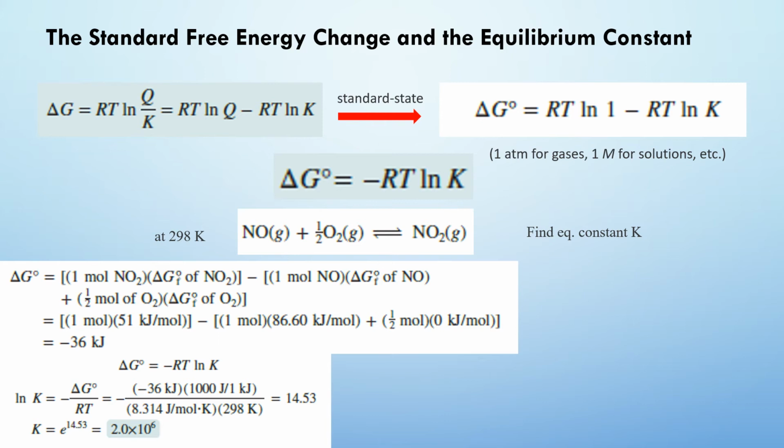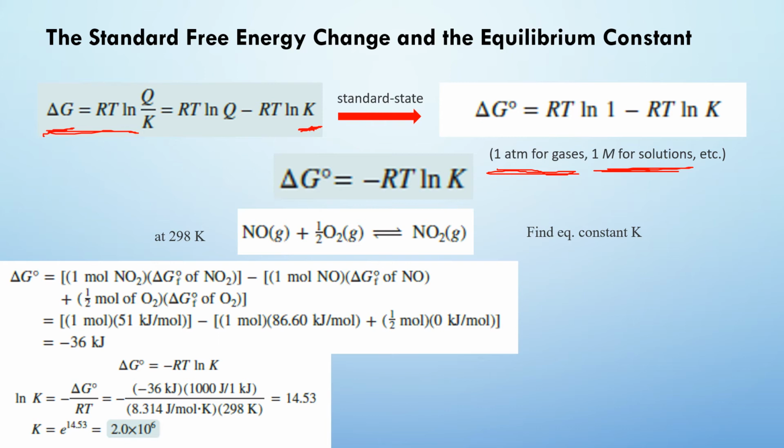So from the previous slides, we can see the relationship between the delta G and the equilibrium constant using the equation. Here you see how the equilibrium constant and the delta G are actually related. If the system is at standard state, meaning that for gases we have 1 atm, and for chemical solutions it is 1 molar, that's the definition of standard state.